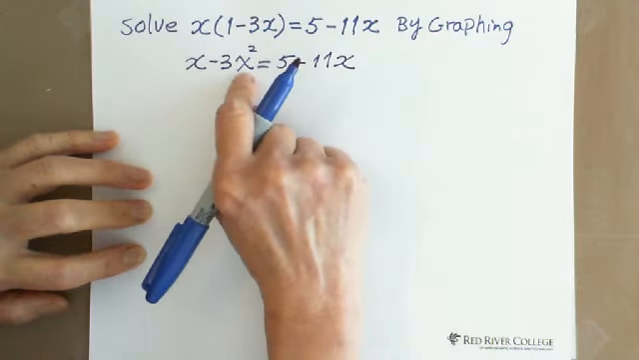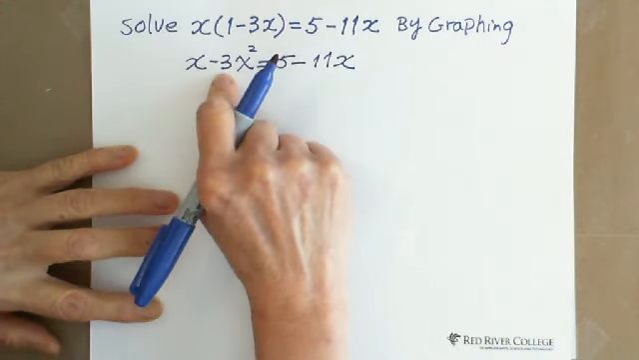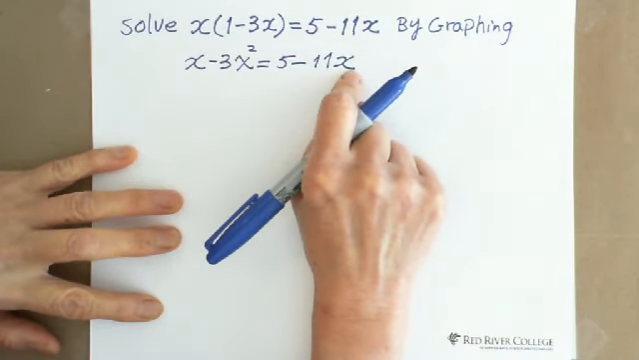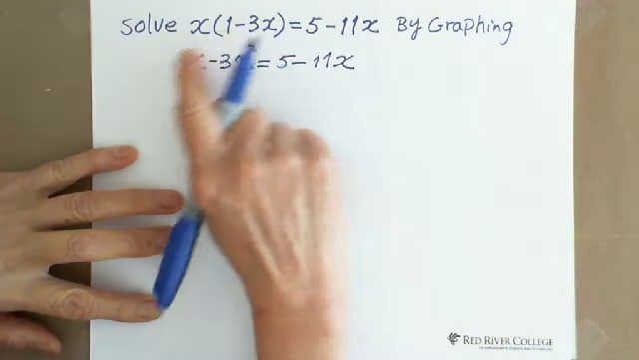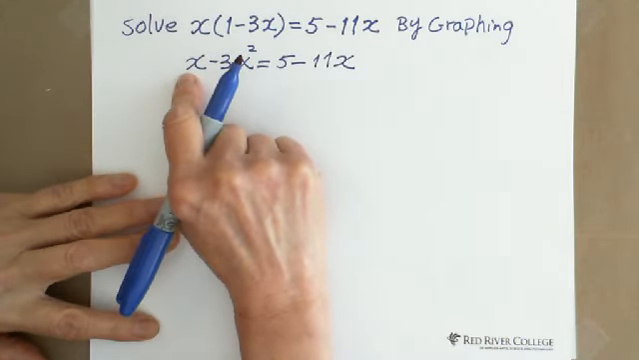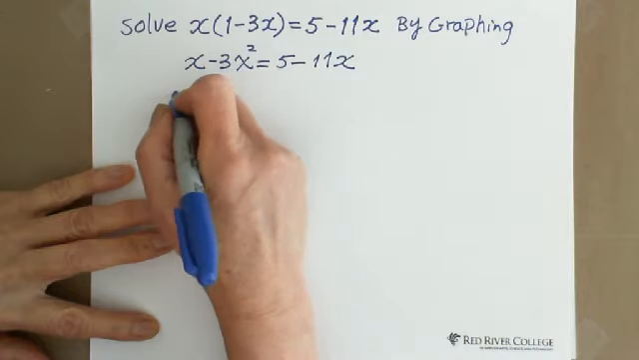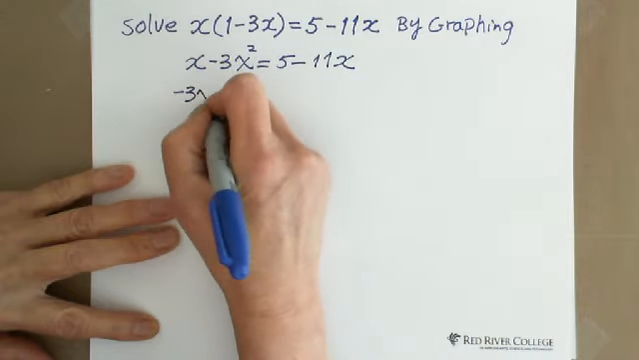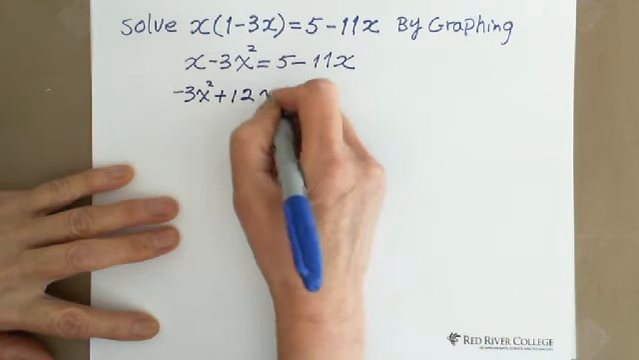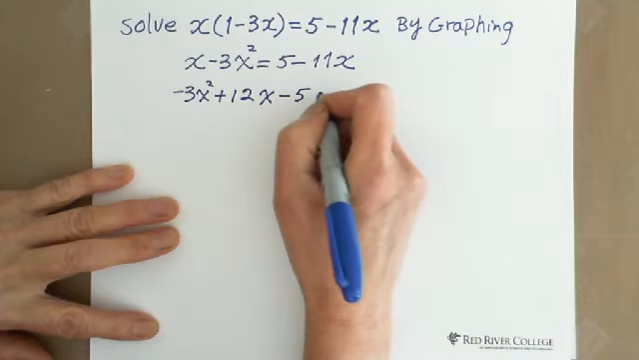Since the x squared is already on the left side, we keep it on the left side, and the negative 11x moves to the left side and becomes positive. Combined with this positive x, we get 12x. So we copy down the negative 3x squared plus 12x, and the 5 moves to the left side and becomes negative 5, equal to 0.